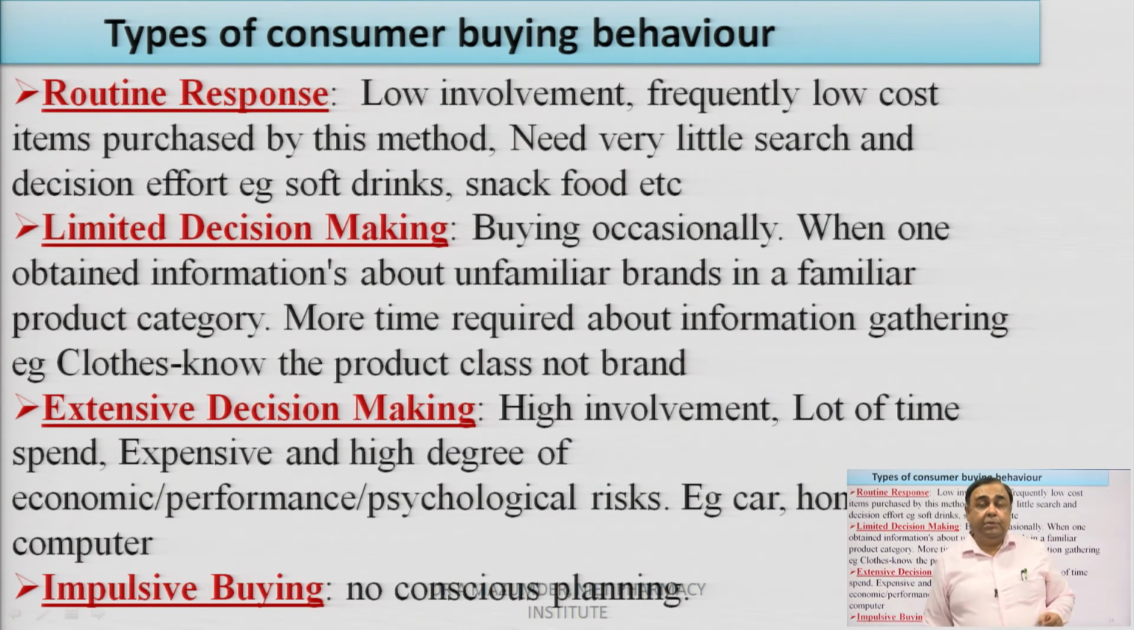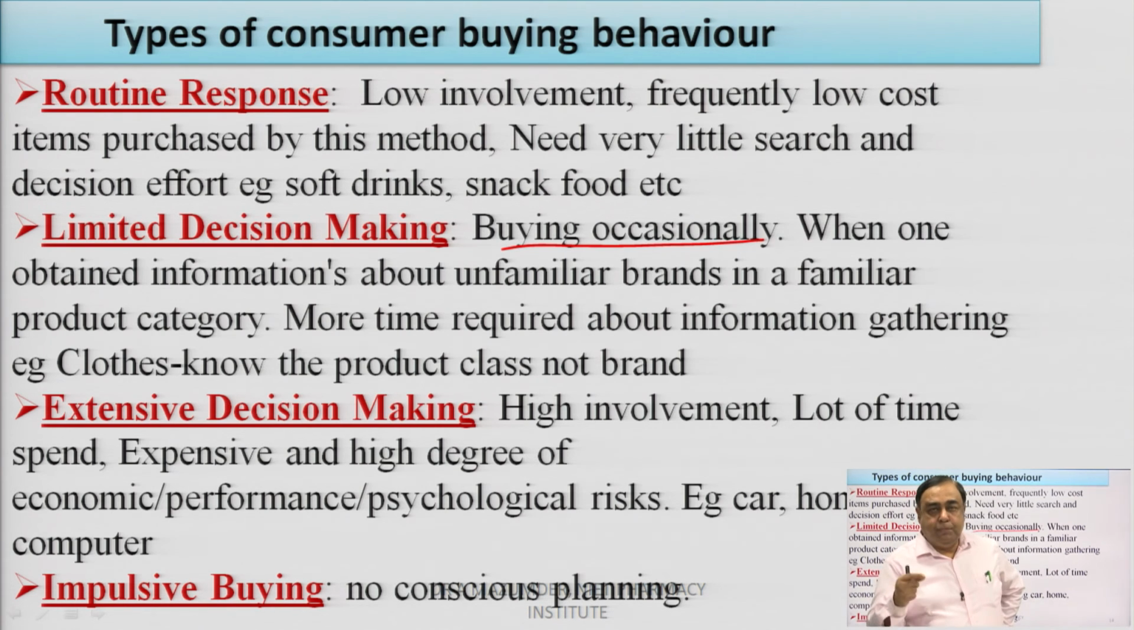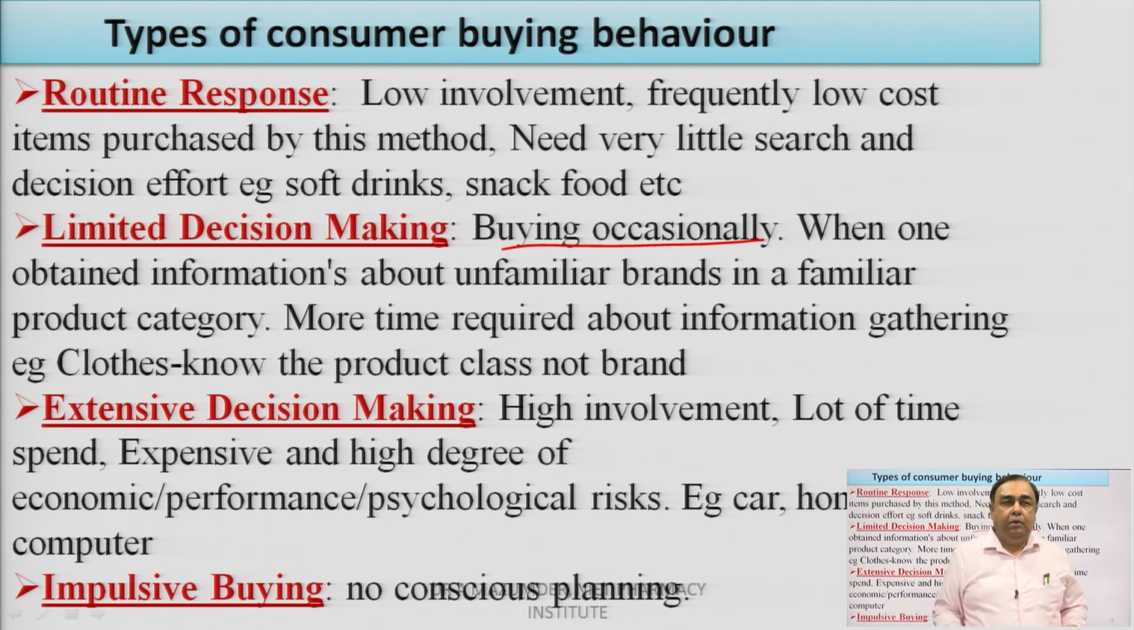Next is limited decision making, where the buying takes place occasionally, when one obtains information about unfamiliar brands in a familiar product category. Say for example, which cloth you will want to purchase, which formal t-shirt you will want to buy. Here you take much more time as compared to your routine purchase.